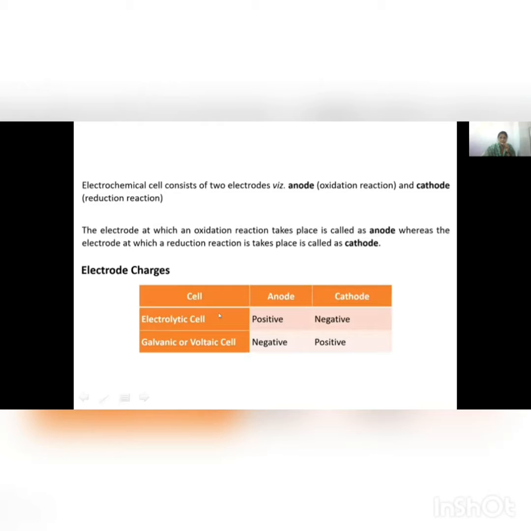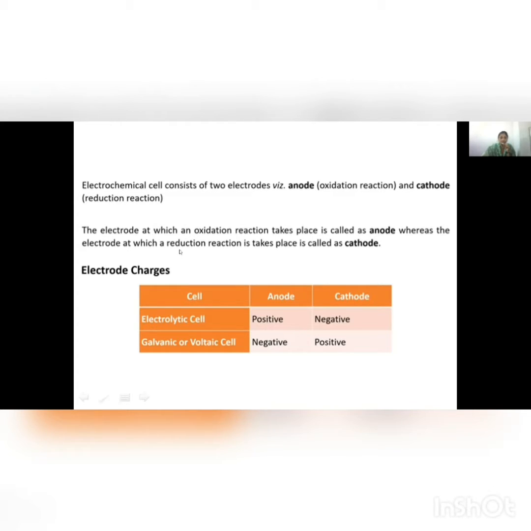We know that redox reactions are nothing but reactions in which both oxidation and reduction take place. Basically, an electrochemical cell consists of two electrodes, that is anode and cathode. At the anode oxidation takes place, at the cathode reduction takes place. Oxidation means loss of electrons, and gain of electrons is called reduction. The electrode at which oxidation takes place is called the anode, whereas the electrode at which a reduction reaction takes place is called the cathode.